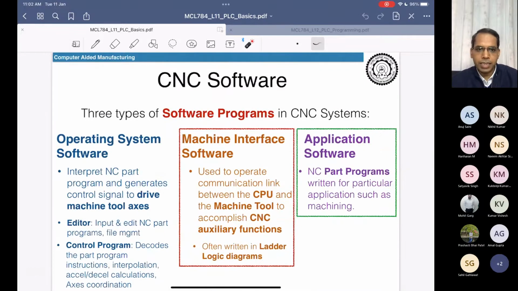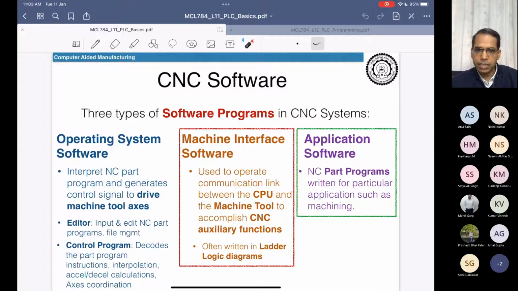So when we talk about the CNC, that is the numerical control system, and especially it's computer numerical control these days, there are three types of software programs that we need to understand in the CNC. Now you all understand the CNC part program. This NC part program part you are familiar with, because when we talk about CNC programming, you all get to understand what is the NC part program.